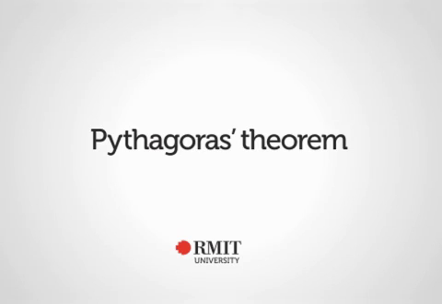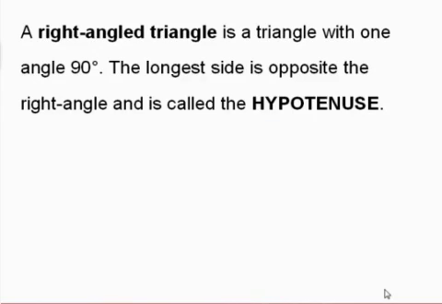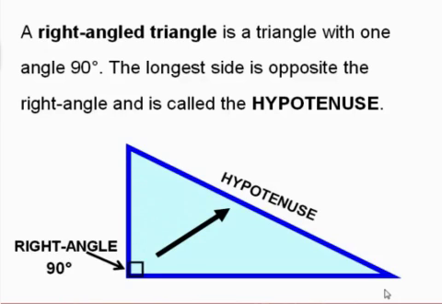This is a short video on Pythagoras' theorem. Let's start with the definition of a right-angled triangle first. It's a triangle with one angle that's 90 degrees. The longest side is opposite the right angle and is called the hypotenuse.